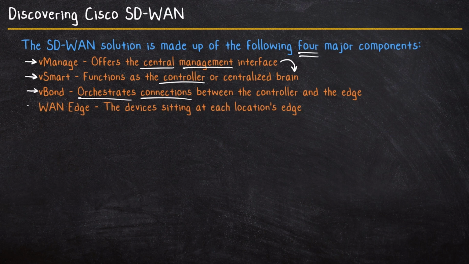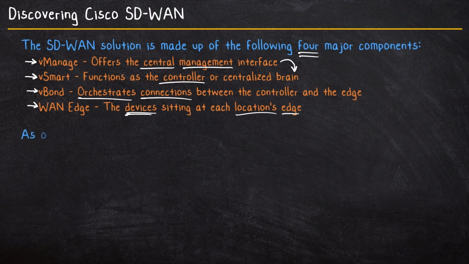And finally, we have the WAN edge devices. These are the actual devices, either physical or virtual, that are actually sitting at each location's edge. So you would basically say this is the data plane. Everything above this has been either management plane or control plane. This is the actual data plane. These are the devices that are being controlled by the vSmart controller and are therefore doing the actual packet forwarding.